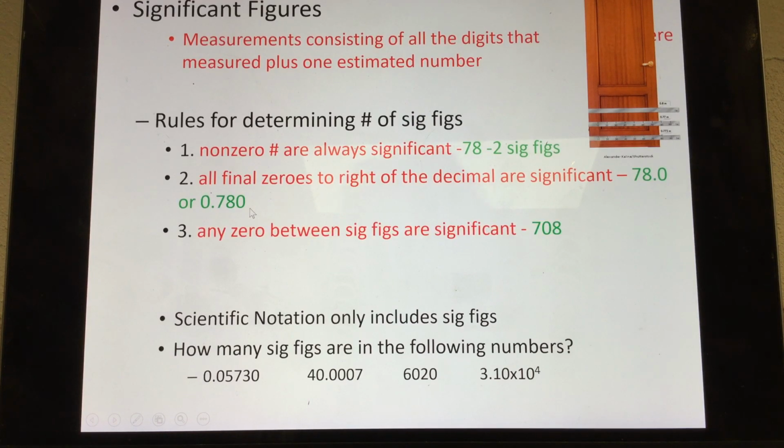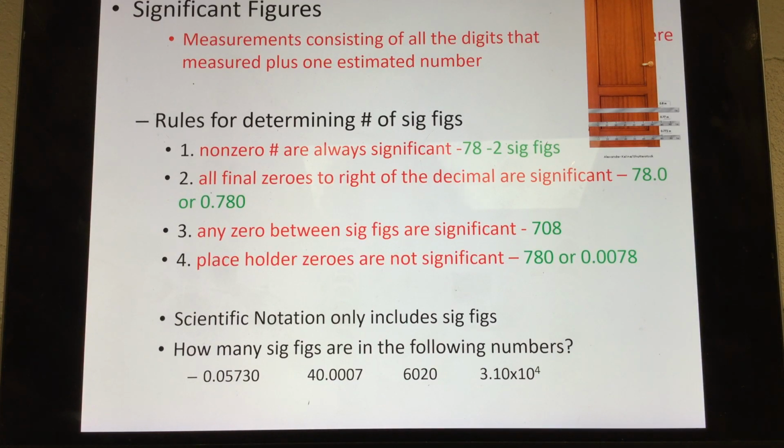Okay, the next rule is when we have zeros between sig figs. Anytime we have a 0 between two sig figs, that 0 is also significant, because whatever it was we were measuring to get that number was allowing us to have that 0 in between those two sig figs. So like the number 708, that is significant. So there are 3 sig figs with that number.